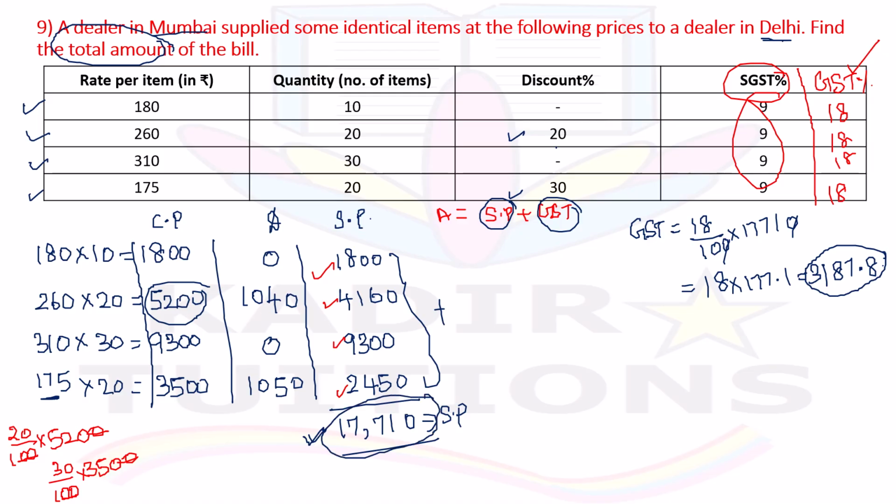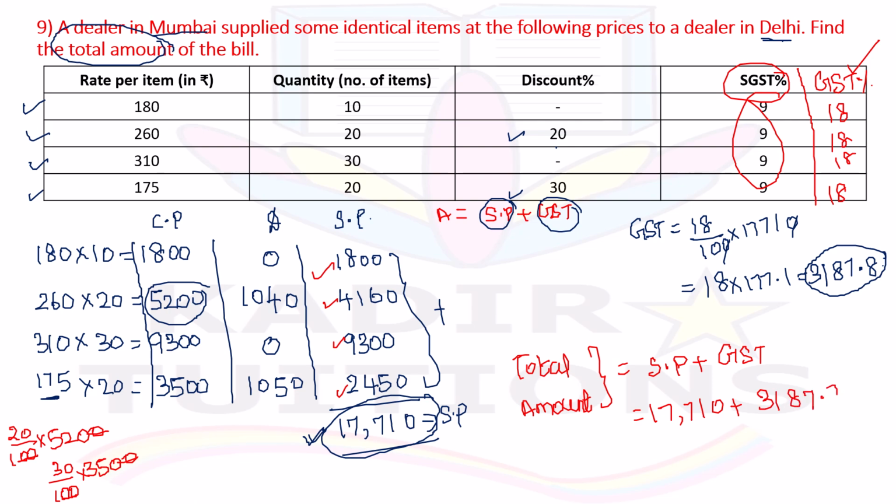And what is our overall selling price? It is 17,710. Then what is our total amount in the bill? Okay, which is equal to total selling price plus the GST value. So what is total selling price? It is 17,710 and GST value is 3,187.80 paisa. So if we add this, we'll get the answer as 20,897.80 paisa. So this is the answer for question number 9.